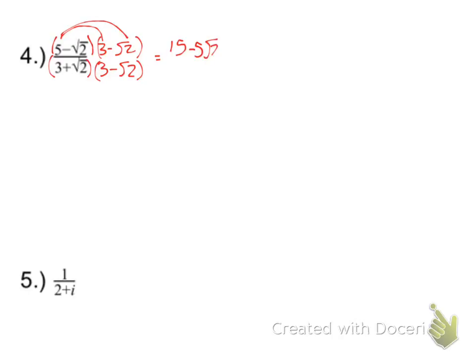Negative 5 square root of 2. Negative square root of 2 times 3, which is minus 3 square root of 2. And what is a negative square root of 2 times negative square root of 2? Positive square root of 2 squared, or 2.